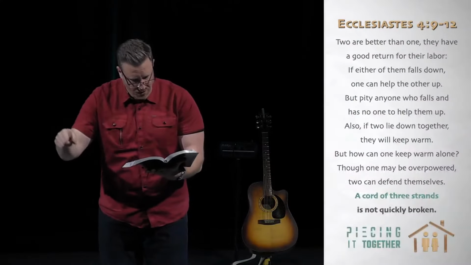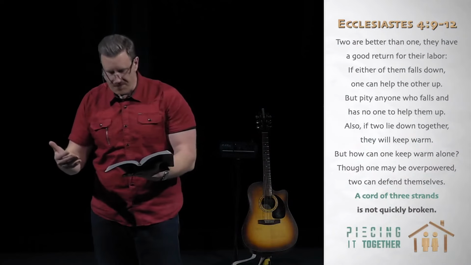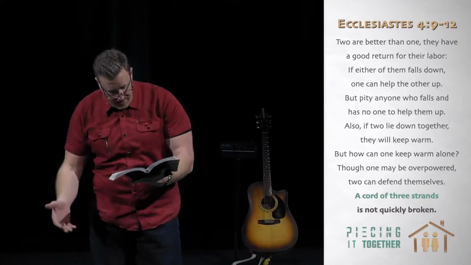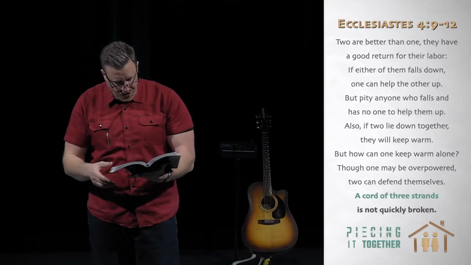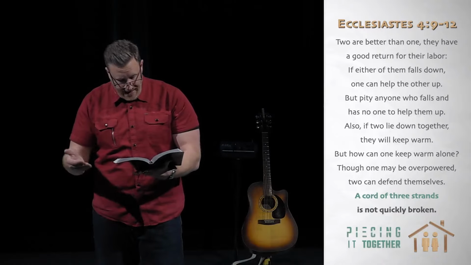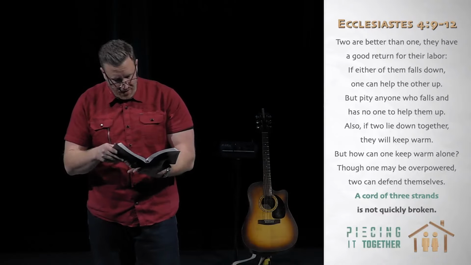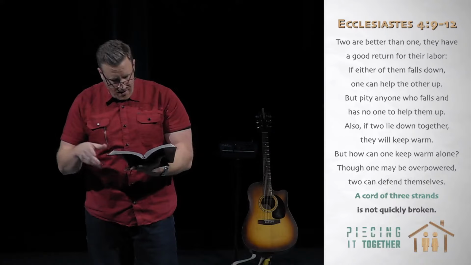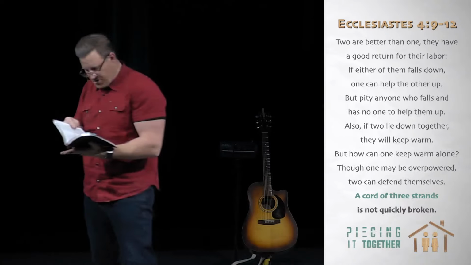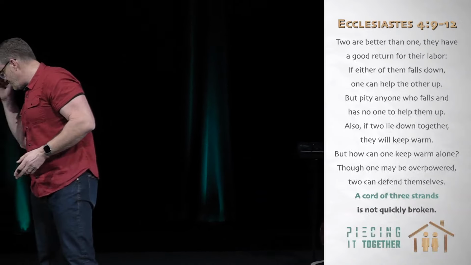It says, two are better than one because they have a good return for their labor. If either of them falls down, one can help the other up. But pity anyone who falls and has no one to help them up. Also, if two lie down together, they'll keep warm. But how can one keep warm alone? Though one may be overpowered, two can fend themselves. And a cord of three strands is not quickly broken.